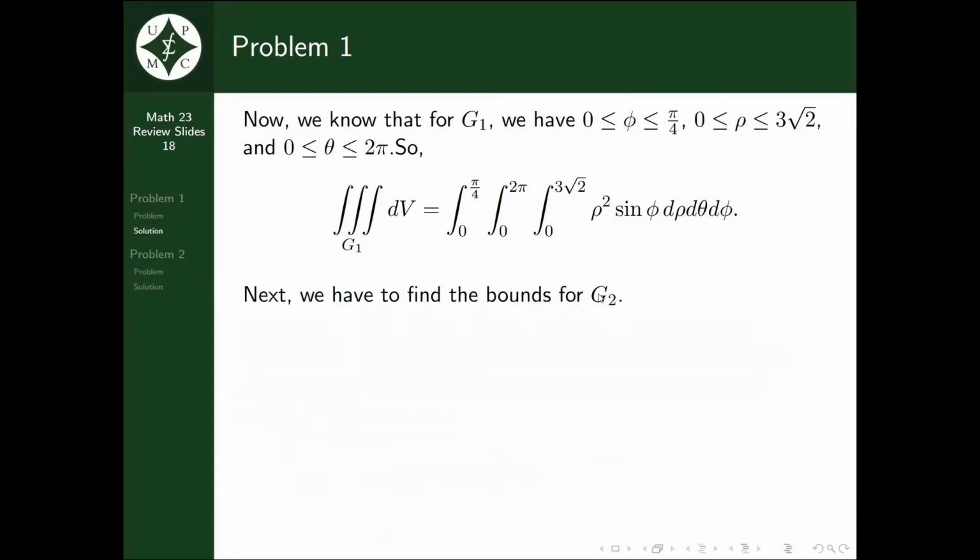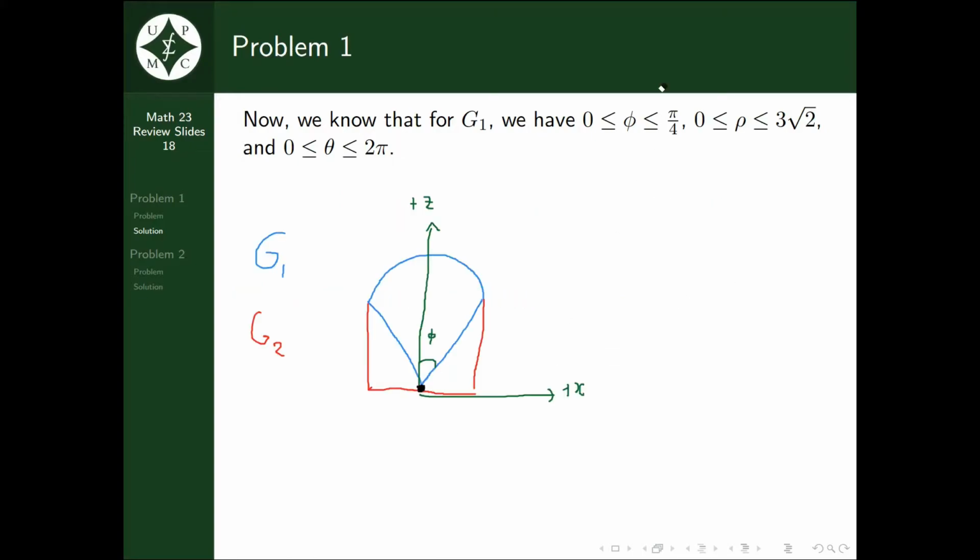So now let's look for G2's bounds. We already know the theta bounds. So we'll start by solving for phi, and then we'll do rho. Again, the theta bounds are 0 to 2 pi. It's like that for the whole solid, G1 and G2. Okay, so let's move to G2 here.